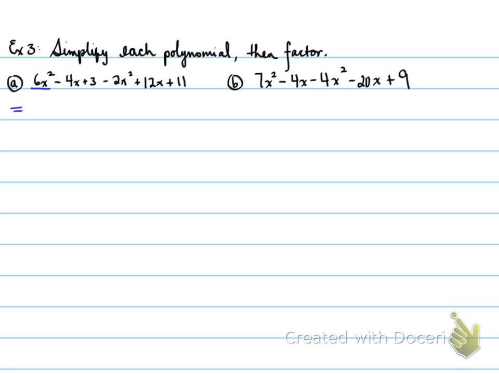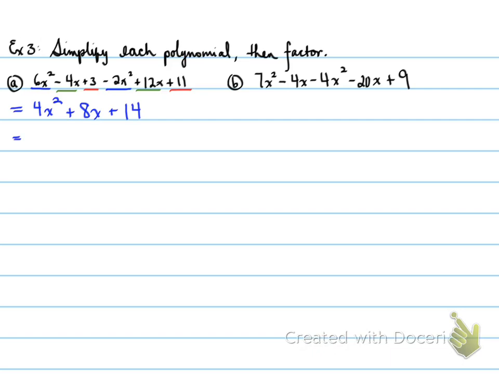X squared, you're going to collect 6x squared minus 2x squared, which will give us 4x squared. Minus 4x plus 12x is going to give us plus 8x. Plus 3 plus 11 will give us plus 14. So now we've collected all the like terms. Next step is to find the common factor. What number can be divided by all of these?